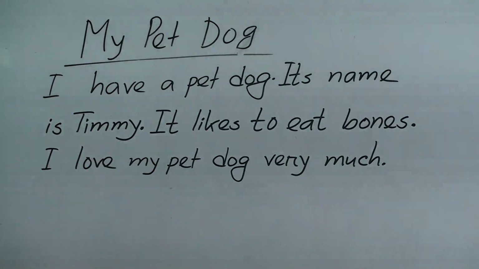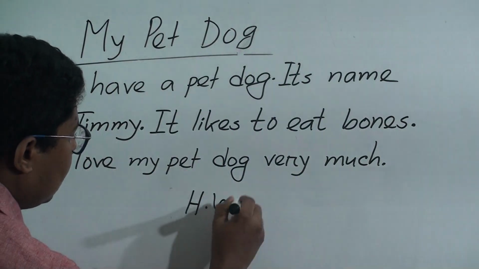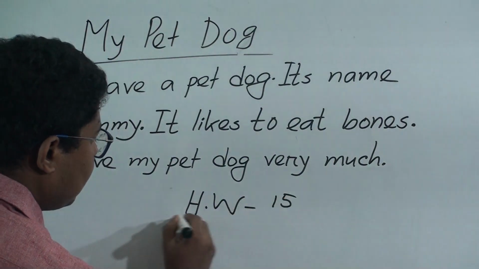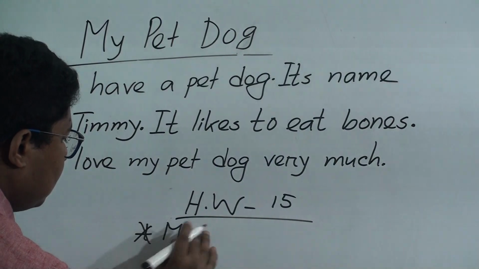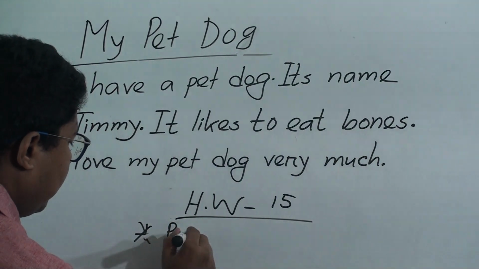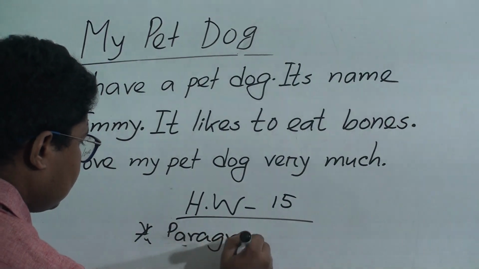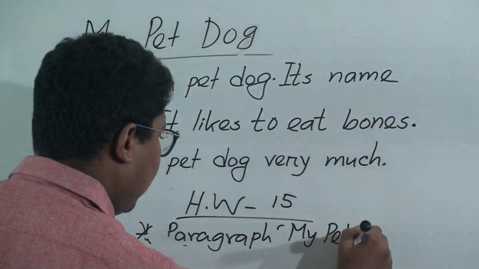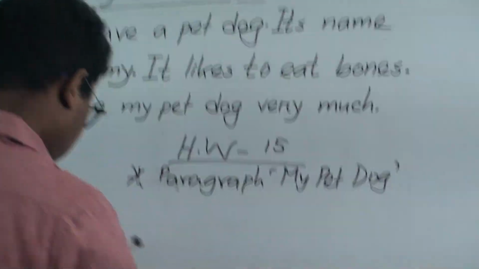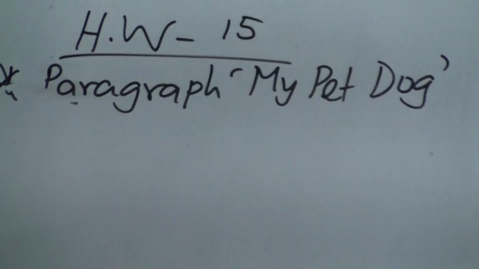So my dear students, your SW will be SW15, paragraph My Pet Dog. So your SW will be paragraph My Pet Dog.